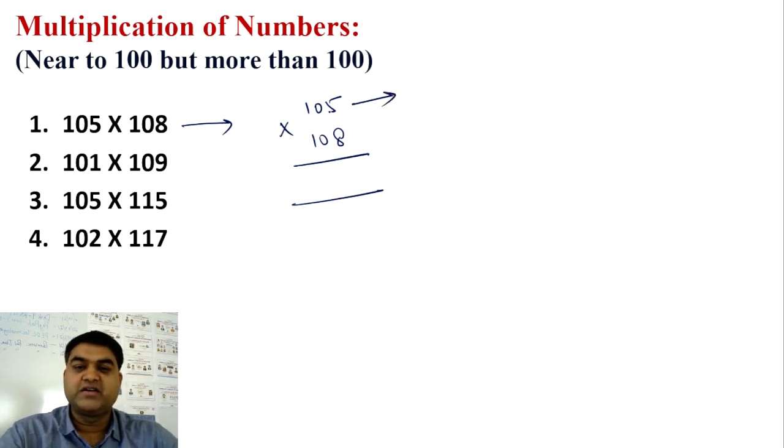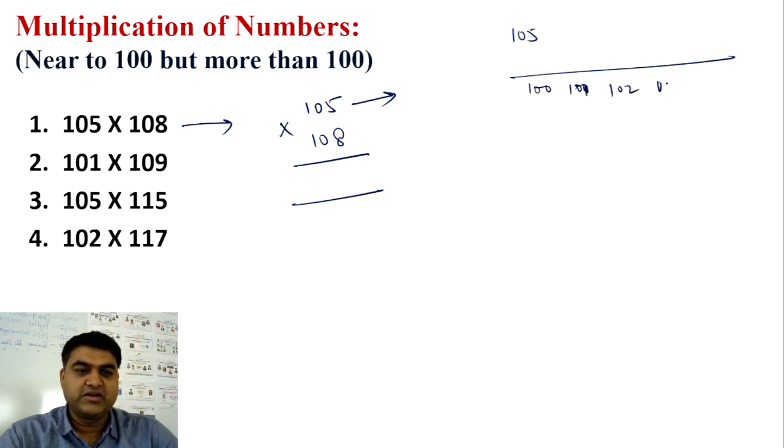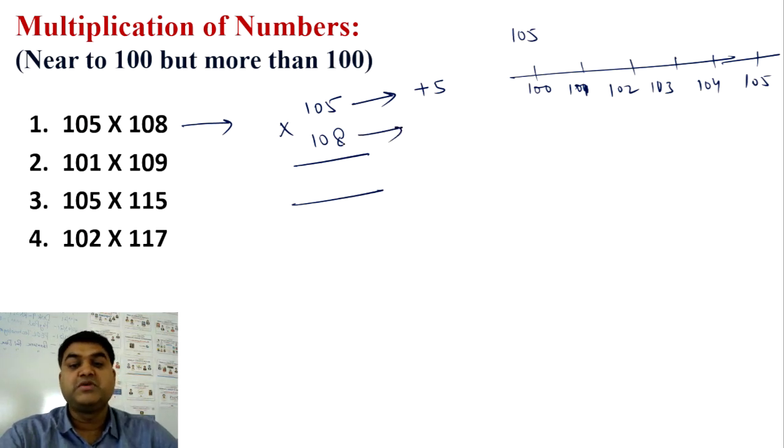How far is 105 from 100? What I am trying to say, how far is on the number line, if I see 100, 101, 102, 103, 104, 105. How far is 105 from 100? That is far. 1, 2, 3, 4, 5. So can we say this is plus 5? I'm sure you know that. Similarly, how far is 108 from 100? That is 8 more than 100, isn't it? Isn't it simple? If you know this much, you will be able to find the answer.